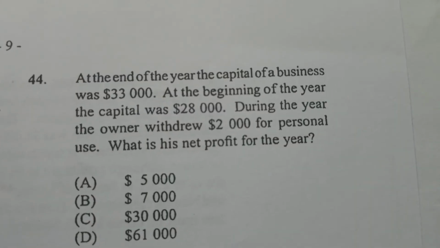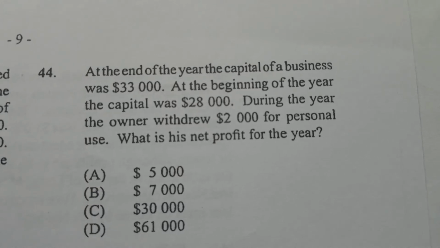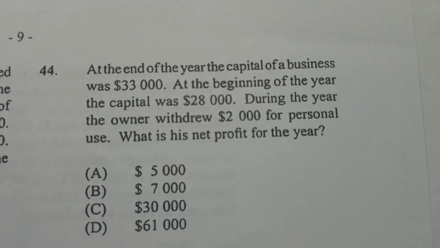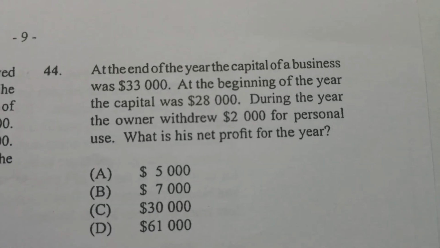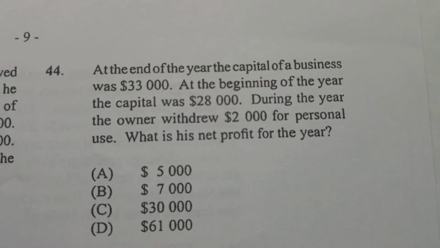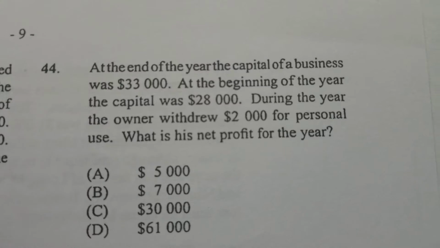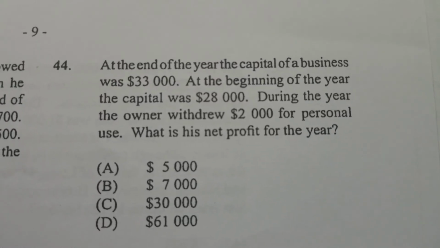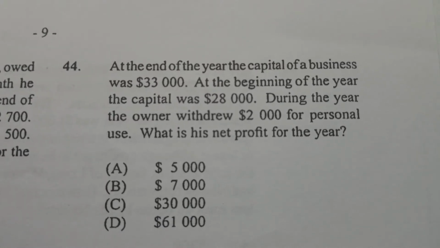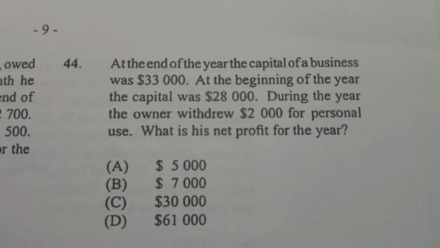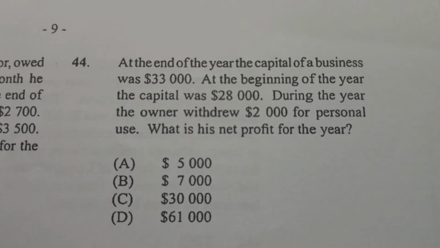Item 44 says, at the end of the year, the capital of a business is $33,000. At the beginning of the year, the capital is $28,000. During the year, he withdrew $2,000 for his personal use. What is the net profit? What we'll do here is work backwards. So we'll start from his closing capital, and it says that the capital at the end of the year is $33,000. So we're going to go backwards.